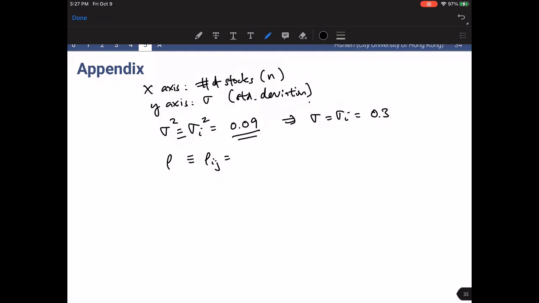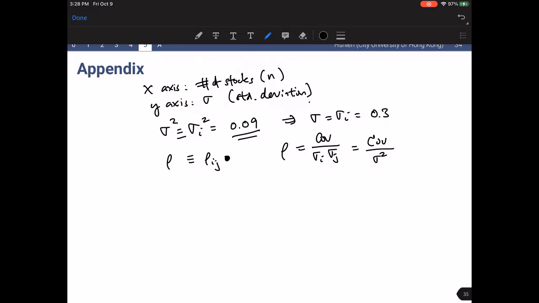And recall that this correlation coefficient is defined as the covariance divided by the standard deviation of stock i and stock j multiplied. And since we assume that the standard deviations are the same across all stocks, that's simply covariance divided by sigma squared. All right, so given these assumptions, our portfolio math is going to look much simpler.